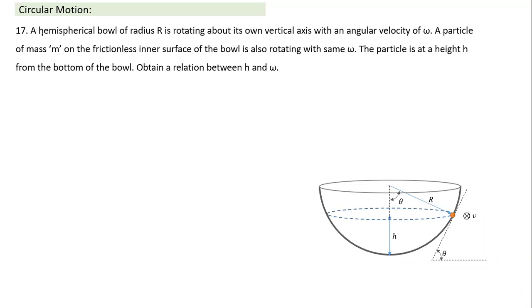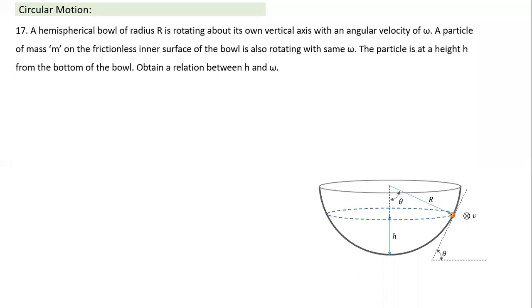So something like this, let's understand this hemispherical ball of radius r. Either the ball could be rotating or not rotating. That doesn't make a difference. What is important is that this object must be rotating. The object could be rotating in two ways. Either the surface is smooth, and you have given this object a velocity.